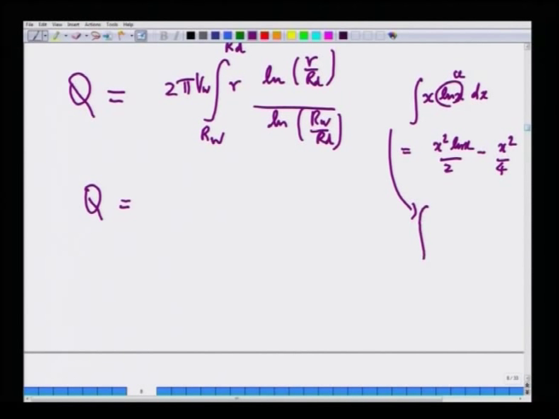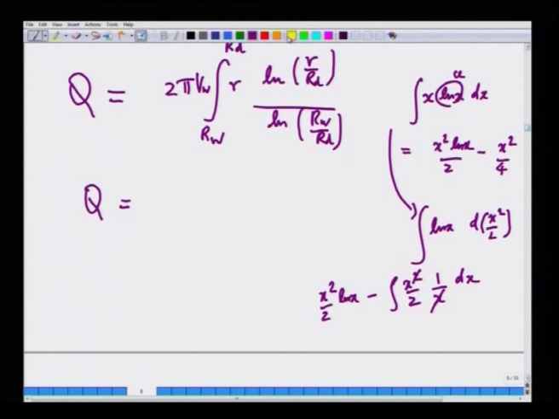So, this can be written as ln x d of x squared by 2, and the integral of u dv is uv minus the integral of v du. So, uv is x squared by 2 ln x minus the integral of v du, where v is x squared by 2, and d/dx of ln x is 1 over x dx. So, you get again x squared by 2, x squared by 4, because you have x by 2. If you integrate, you will get this.